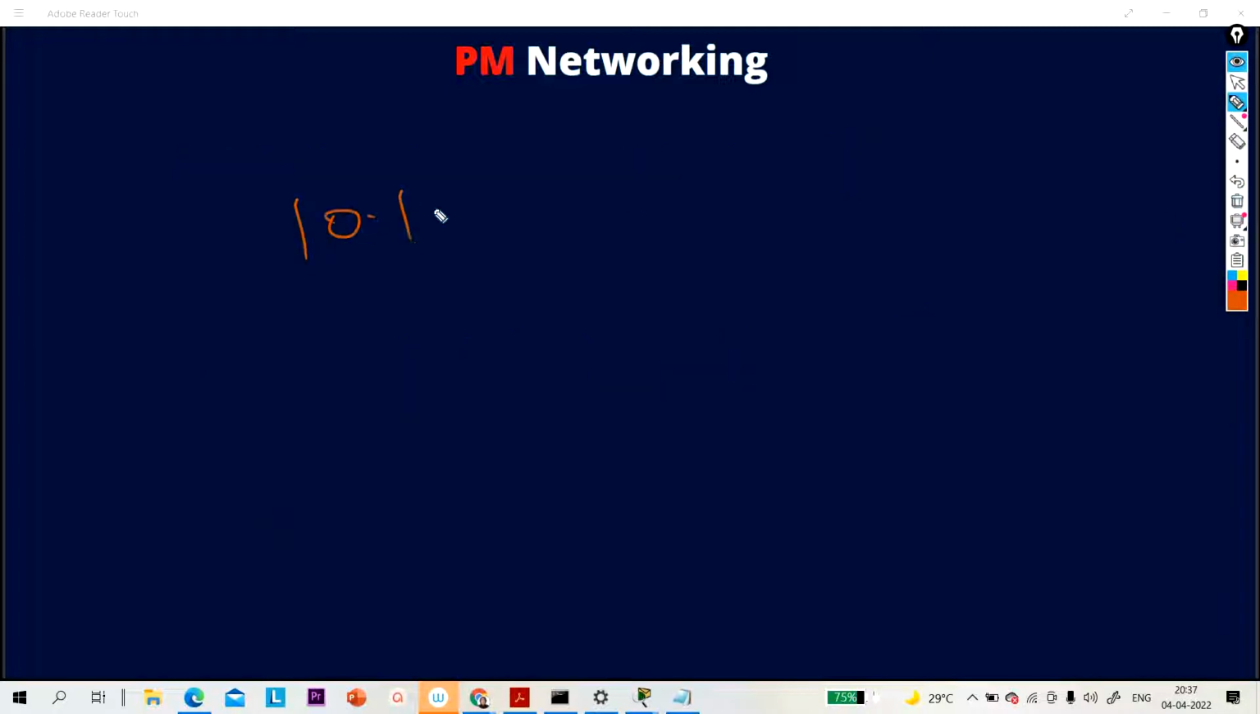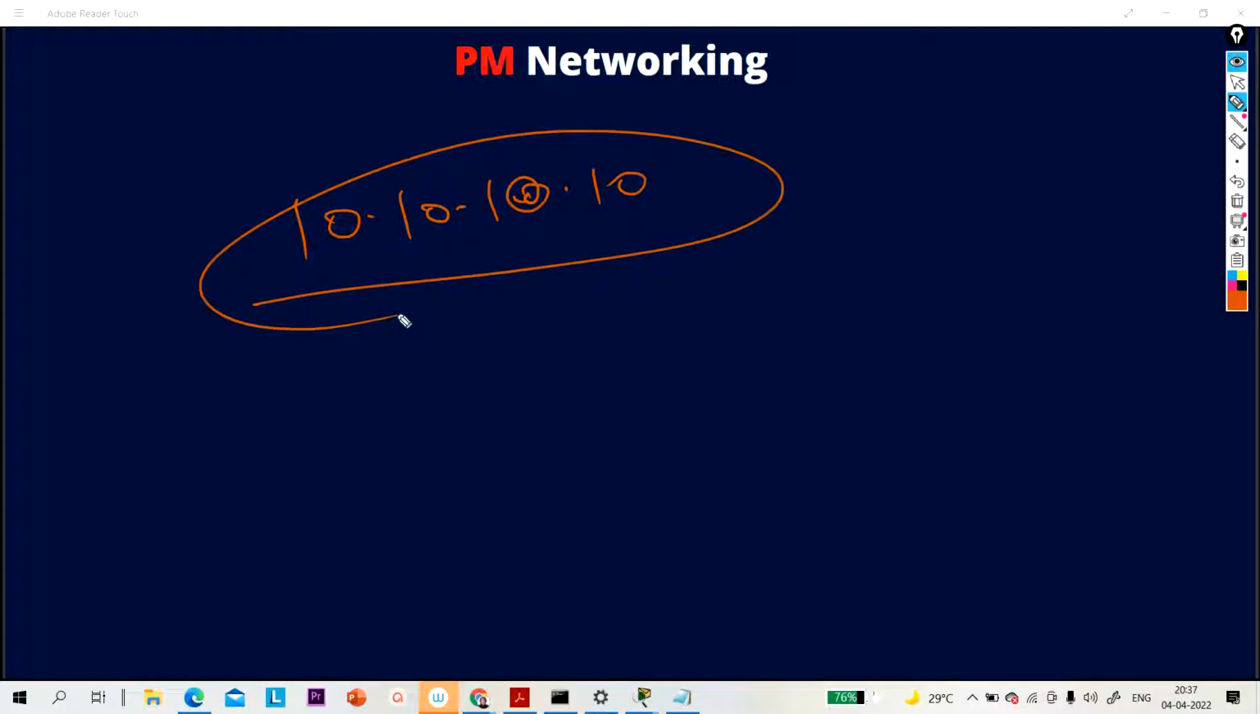Okay, this one is 10.10.10.10. Is it a valid IP address? Yes, it is. How many bits are there? 8 bits, 8 bits, 8 bits, 8 bits, 32 bits. Right? Okay, tell me, is it a valid IP address? It's valid, but you cannot use it, it's reserved. But yes, it is a valid IP address.